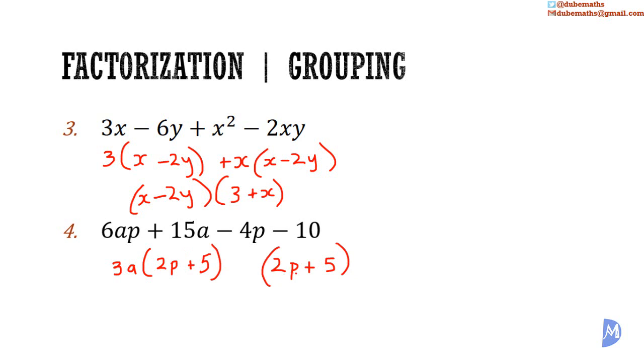What do I multiply 2p by to get negative 4p? I multiply by negative 2. I confirm that negative 2 multiplied by positive 5 is negative 10. It is so. So we move on to the last line. The HCF is 2p plus 5. And I multiply 2p plus 5 by 3a to get back the first term. And I multiply it by negative 2 to get the second term. And that's the answer to the fourth example.